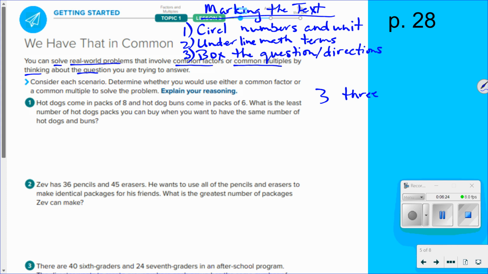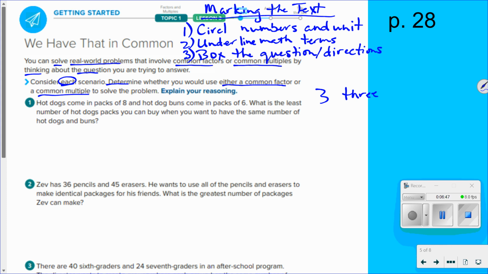So let's practice together on number 1. And actually, we're going to change up our directions a little bit. This one says, consider each scenario, determine whether you would use either a common factor or a common multiple to solve it. We're actually just going to solve it, because solving it is not difficult, especially given the tools that we've already given you guys. Let's go ahead and mark our text though.